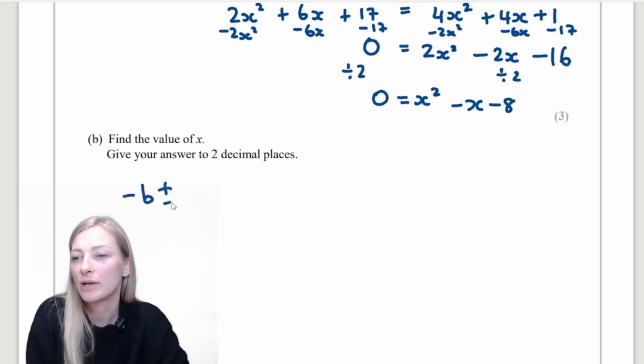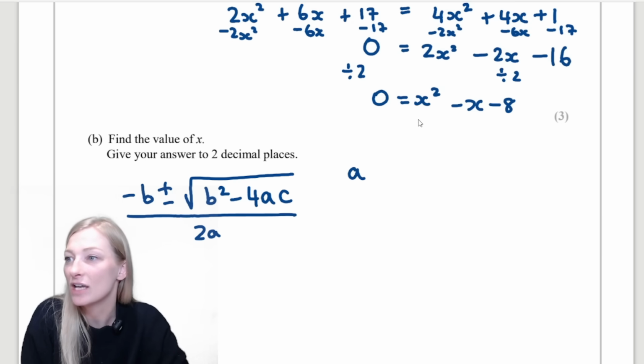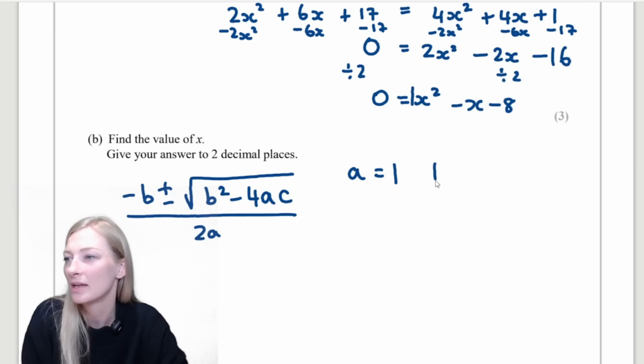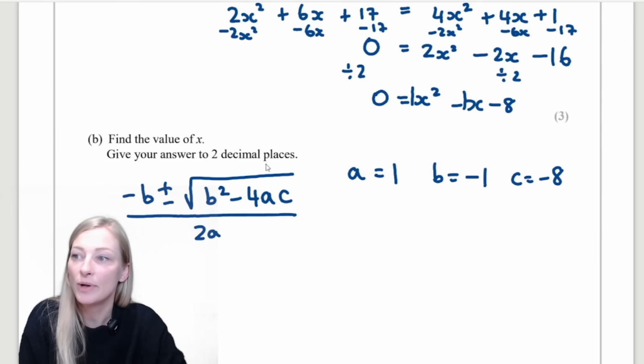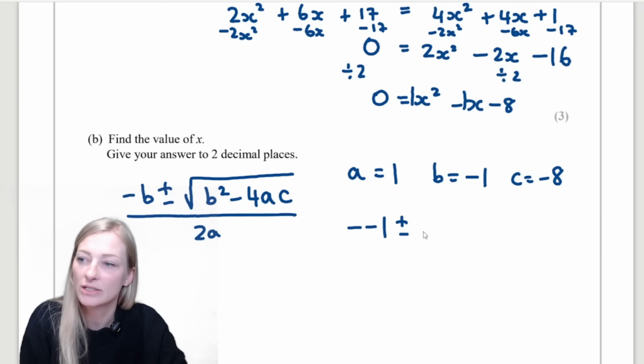Minus b plus or minus the square root of b squared minus 4ac all over 2a. And a is the coefficient of x squared, which in this case is 1. You could put 1 there, it would be the same. b is minus 1, we can see from there, and c is minus 8. Putting those values in, I've got minus minus 1 plus or minus the square root.